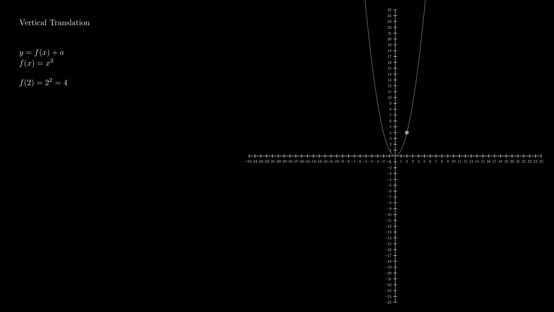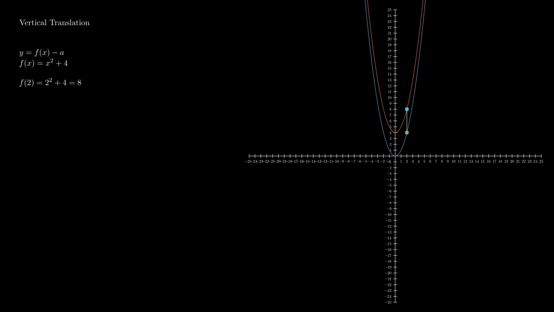Now let's apply our first transformation, which is the vertical translation. When we add a constant to our function, f of x plus 4, the entire curve shifts upward by 4. So y equals f of x plus a. Our a here is 4, so we shift the entire curve up by 4. Watch the green point at (2, 4) move to the blue point at (2, 8). Notice the x-coordinate stays the same, but the y-coordinate increases by exactly 4. The equation becomes f of x equals x squared plus 4.